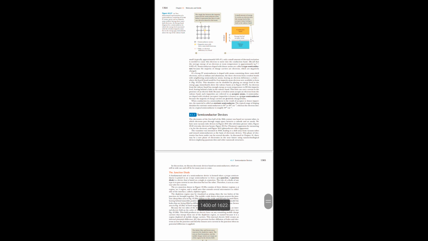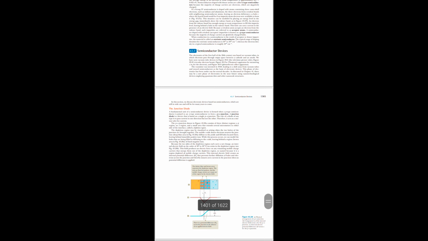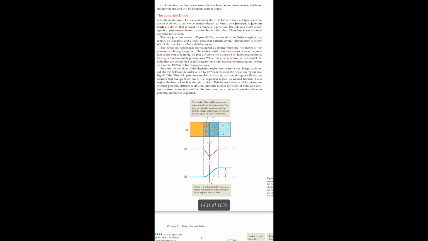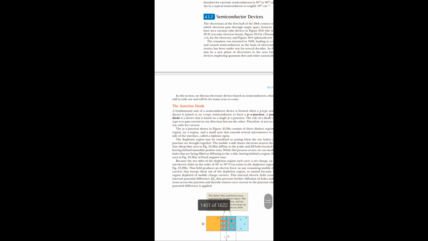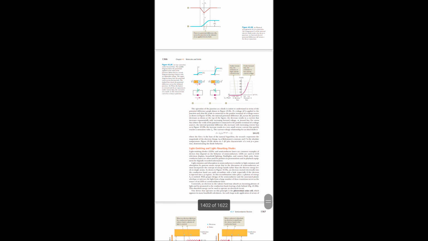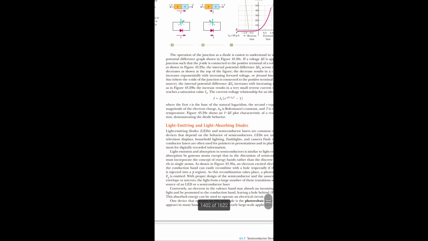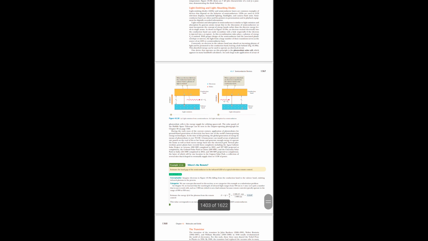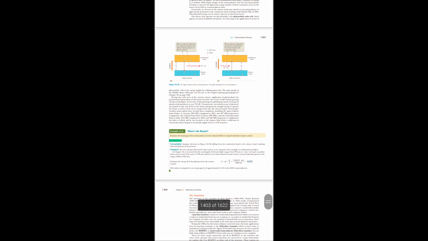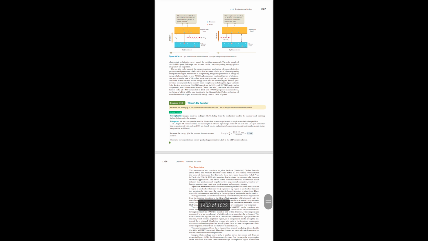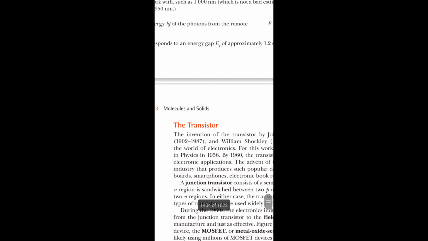We got semiconductor devices. So they introduced semiconductors in the previous section. Now we talk about semiconductor devices. The junction diode, what does that mean? We got some other stuff. Light emitting and light absorbing diodes, LEDs, interesting. Everybody knows what an LED is, right? You've seen little LEDs glowing here and there on electronic devices. Maybe you've also heard of the word transistor.